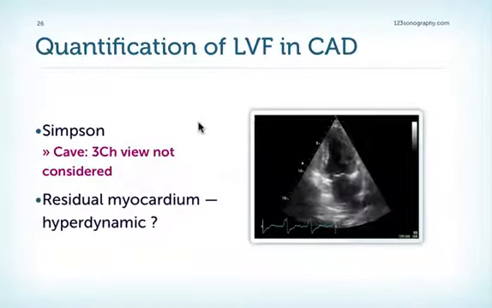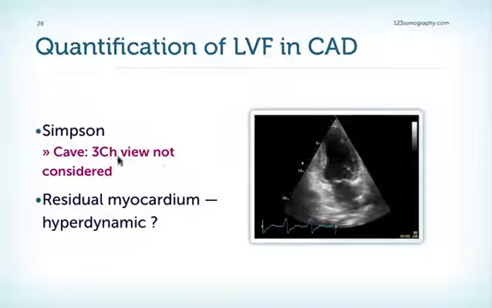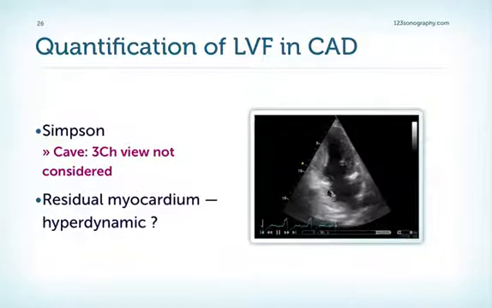Just to summarize, two key points when you quantify left ventricular function in the setting of coronary artery disease. When you perform the Simpson method, remember the 3-chamber view is not considered, so wall motion abnormalities in the posterolateral and in the anterior septum are not in the calculation.